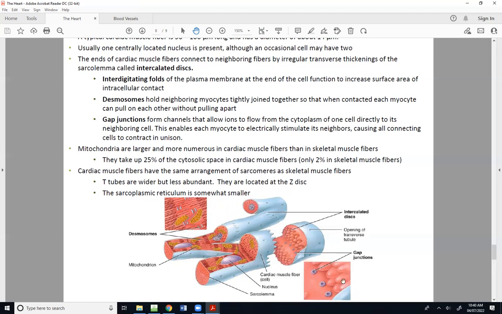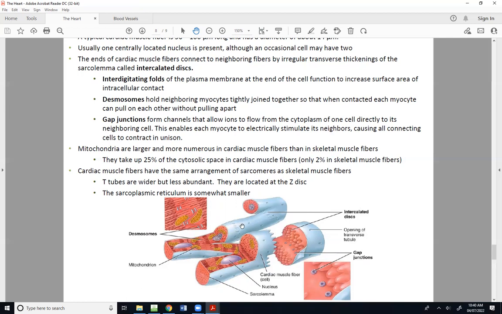Okay. We've also got what we call gap junctions, which are a really important feature that is fairly unique. Basically, they're like open doorways between neighboring cells that allow ions to flow from cell to cell.